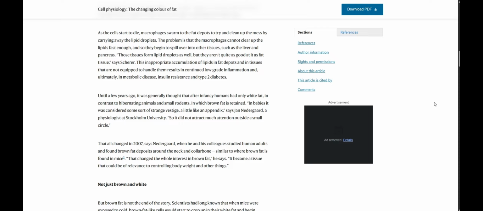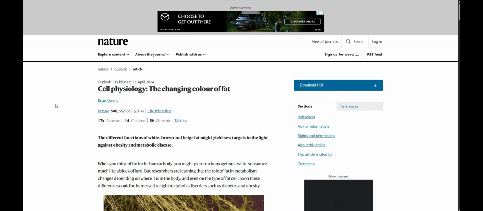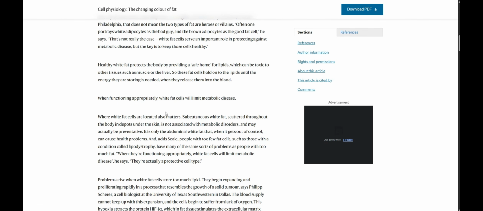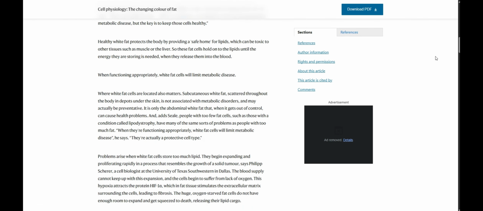Until a few years ago, it was generally thought that after infancy, humans had only white fat, in contrast to hibernating animals and small rodents in which brown fat is retained. So this is until a few years ago, so maybe in grad school, 2014. Yeah, that probably was the thinking at the time, that only infants had brown fat. Which makes me feel less remiss about not knowing that adult humans have brown fat cells.